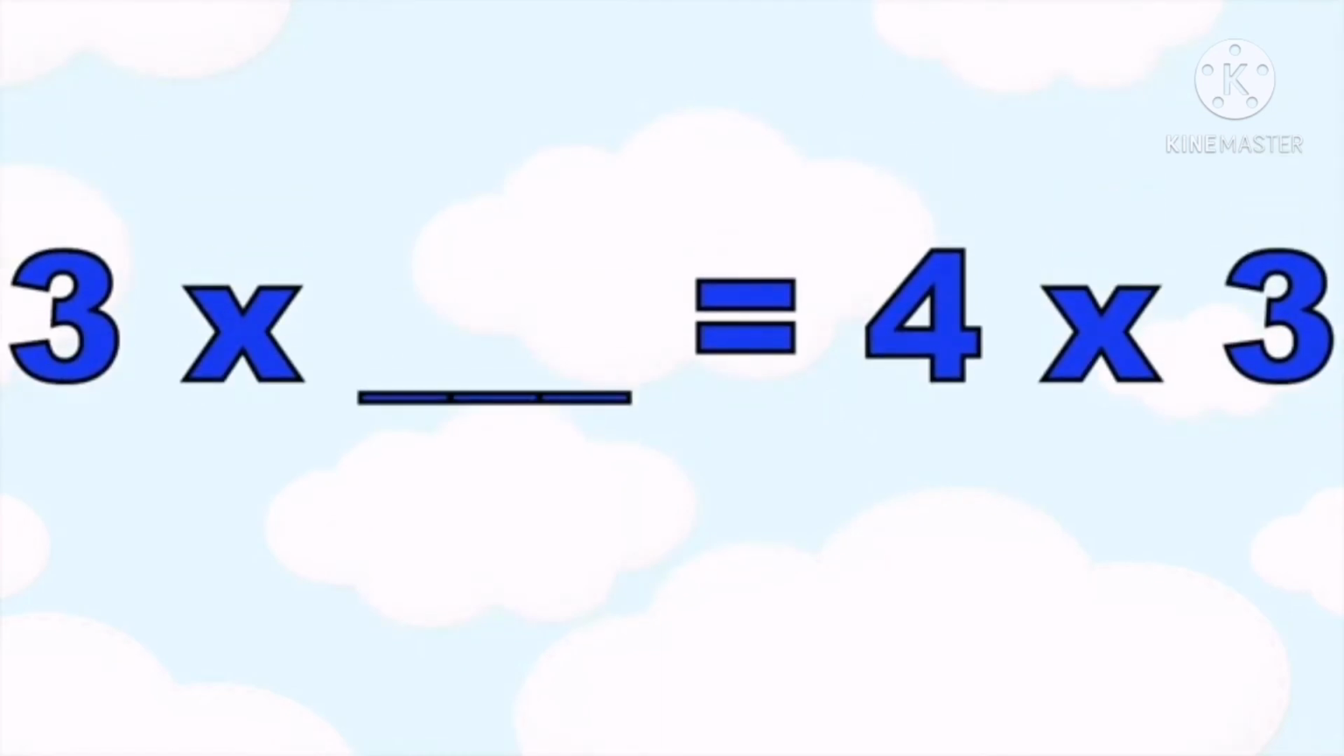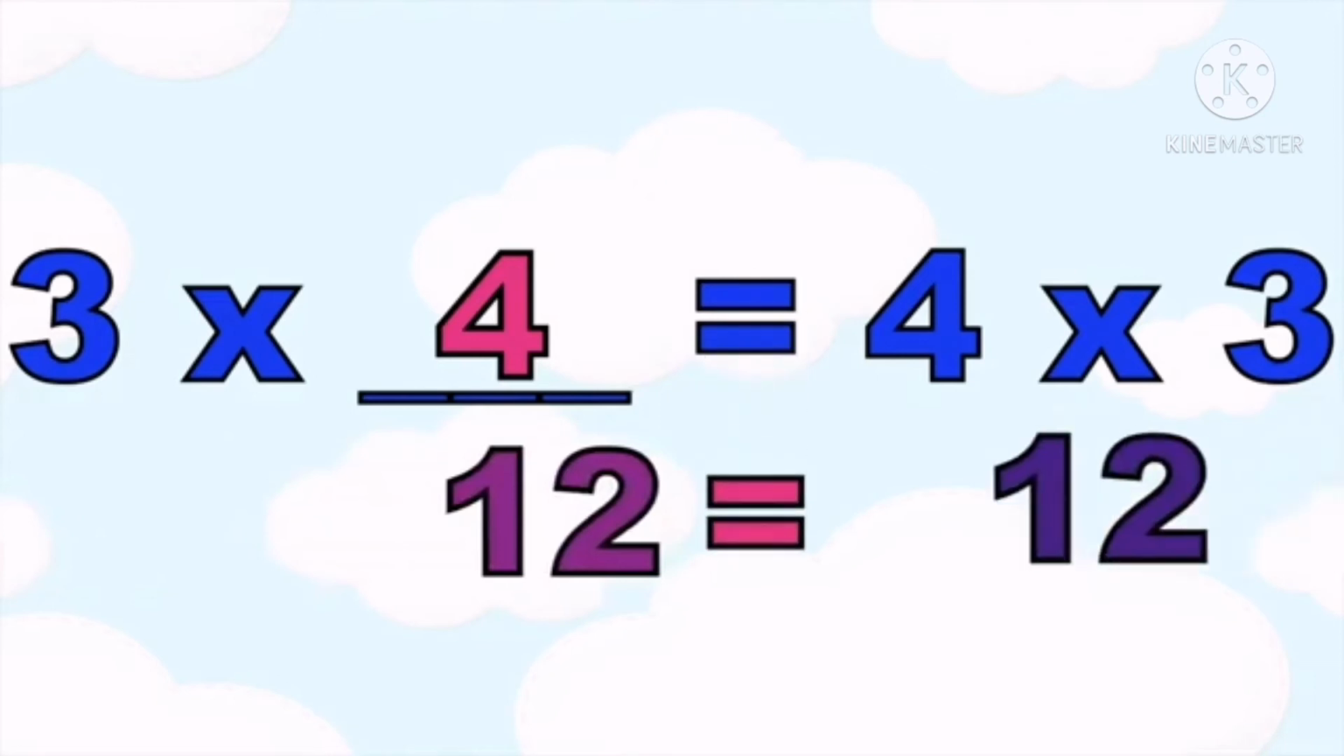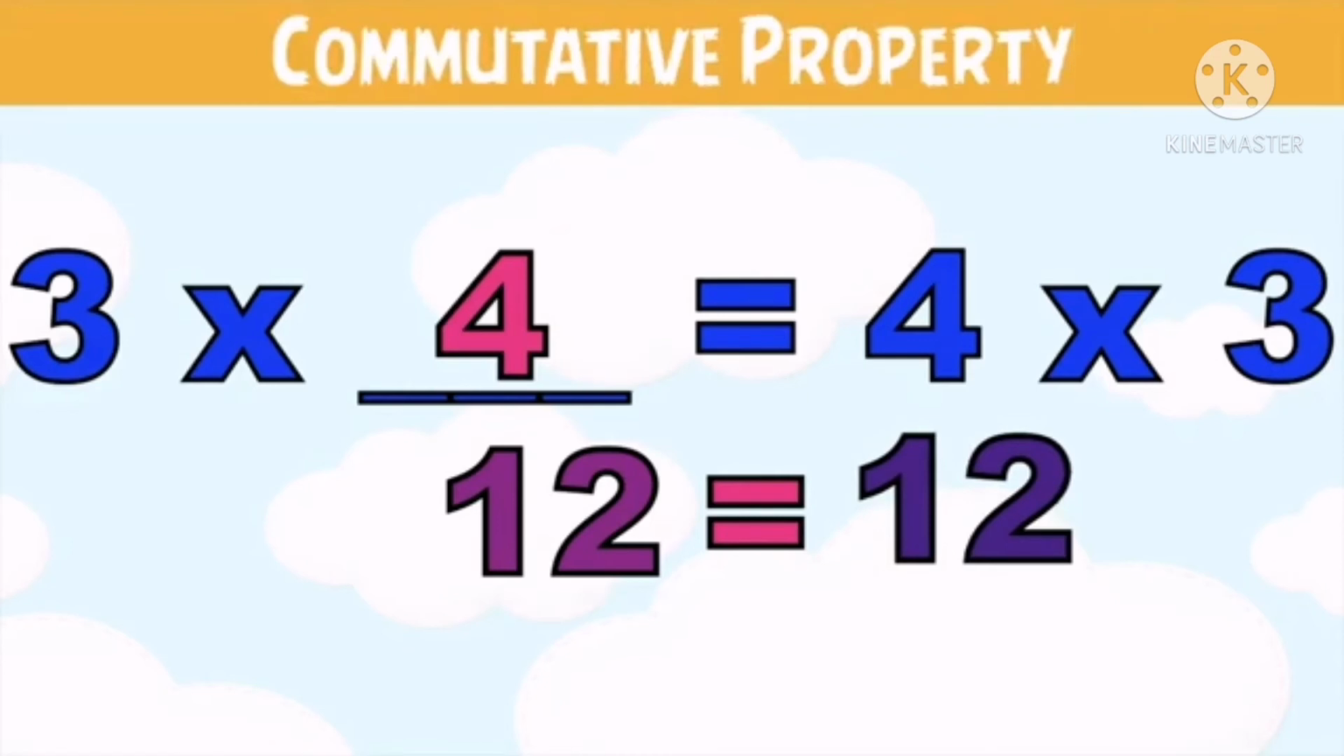How about we have 3 times blank is equal to 4 times 3. What do you think is the missing number? That's right, it's 4. Because 3 times 4 is equal to 12, and 4 times 3 is equal to 12. This is because of the commutative property of multiplication. Although we interchange the order or the positions of the 2 factors, their product is still the same.